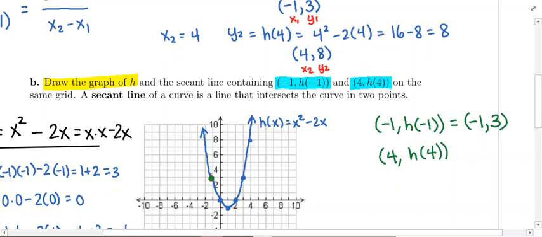That's this point. I think they do this because they don't even want to give you the y value. They wanted you to have to figure out the y value for yourself. So that's why it's kind of coded.